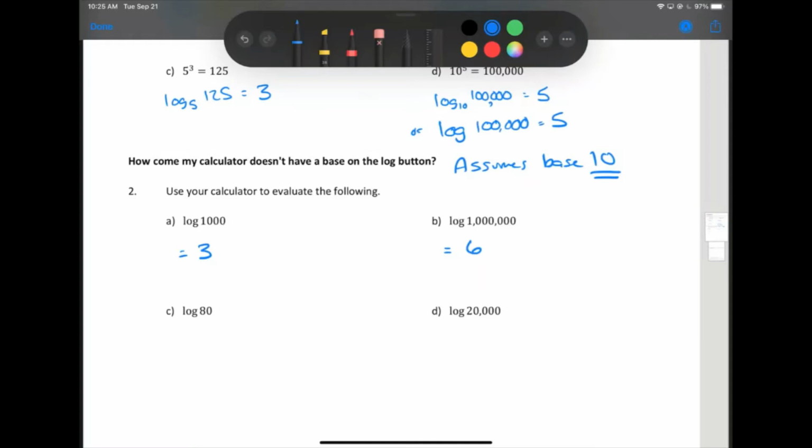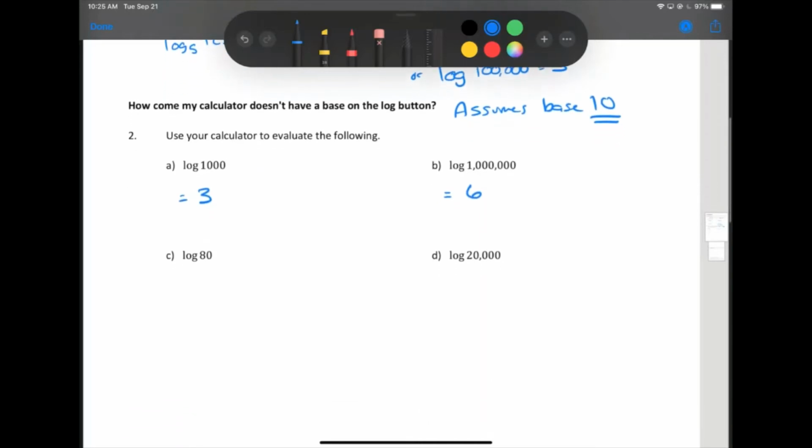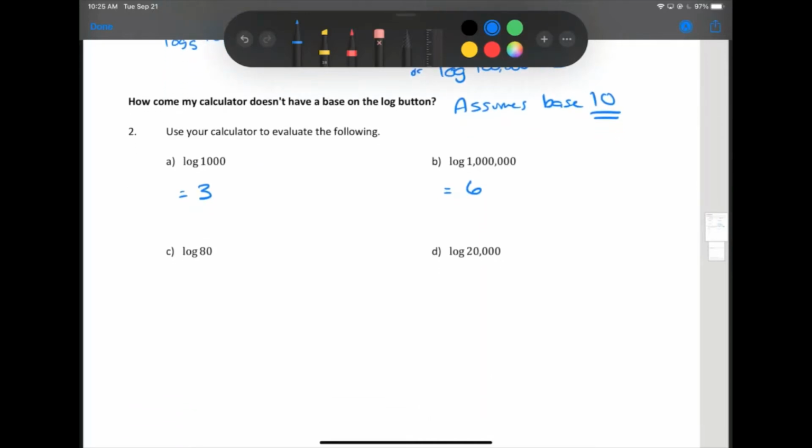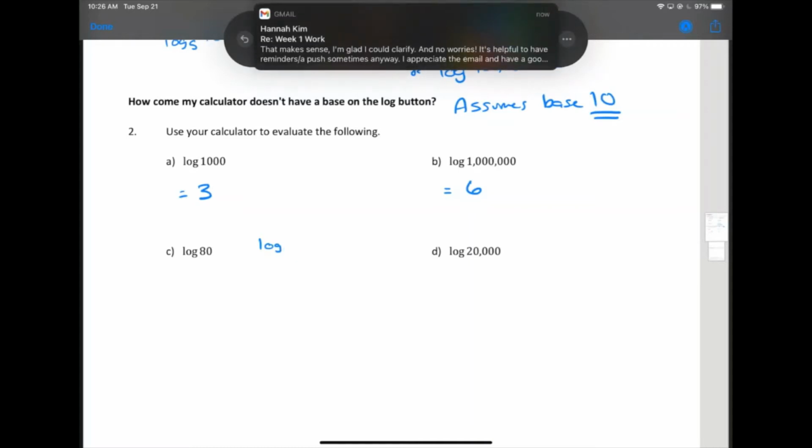Now, what about log 80? This one's a little bit trickier and it's not intuitive when you're doing ones like this. Log 80, I can't do that one in my head, but here's what I can do. I can point out that the log of 10, sorry, I didn't want to make that the base, although technically it is.